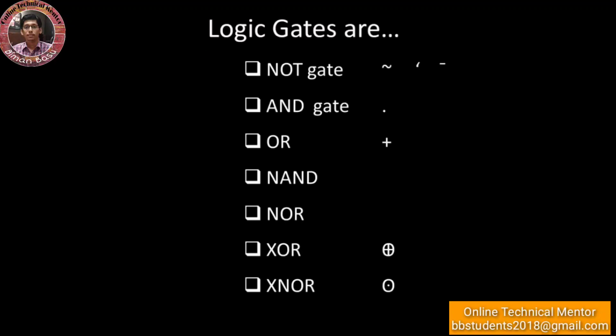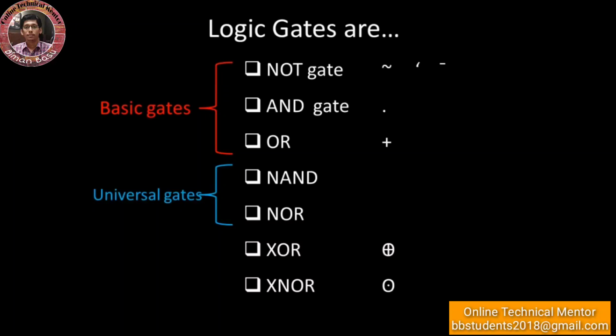Now, the first 3 gates, NOT, AND, and OR, are called basic gates. Why? Because using these 3 gates only, you can design any digital circuit or realize any Boolean function. The next 2 gates, NAND and NOR, are called universal gates. Using these 2 gates, you can also design any digital circuit or realize any Boolean function. Apart from this, you can also design the basic gates. So why are NAND and NOR called universal gates? We will prove it in my later videos. And the last 2 gates are called special gates, the XOR gate and the XNOR gate.